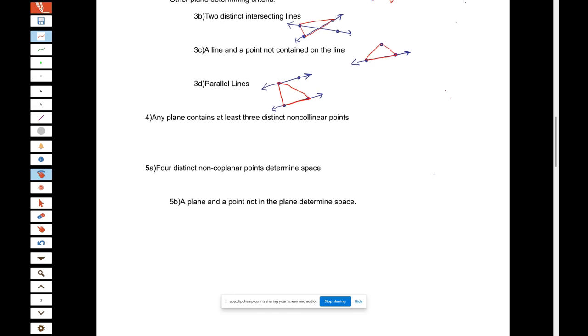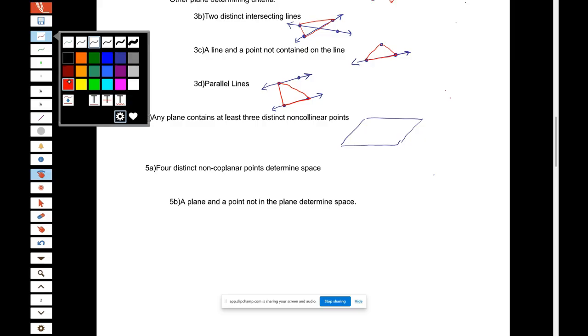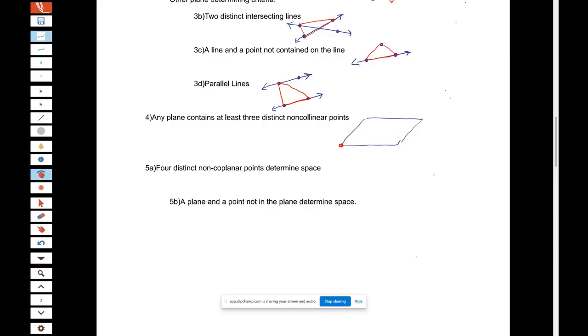The reverse is true. Any plane contains at least three distinct non-collinear points. So if I give you a plane, you can put as many points as you like on it, but you definitely can put at least three to name the plane. And it can be points in it, points around the edge, because remember, the edge is really not the edge. It goes on forever.